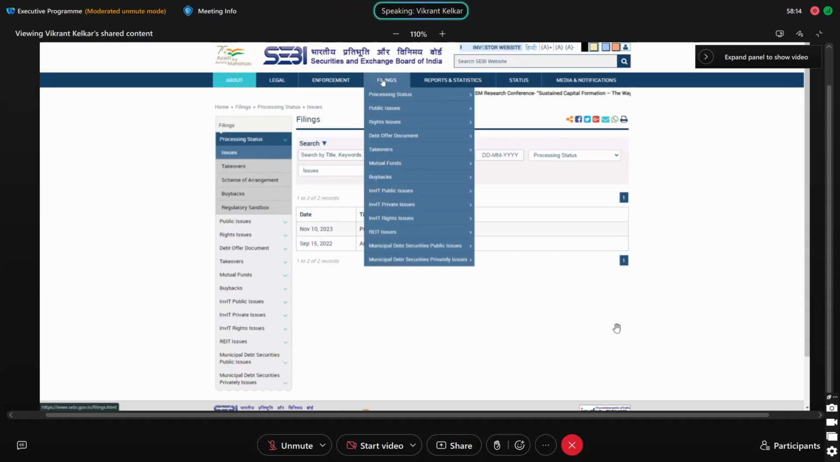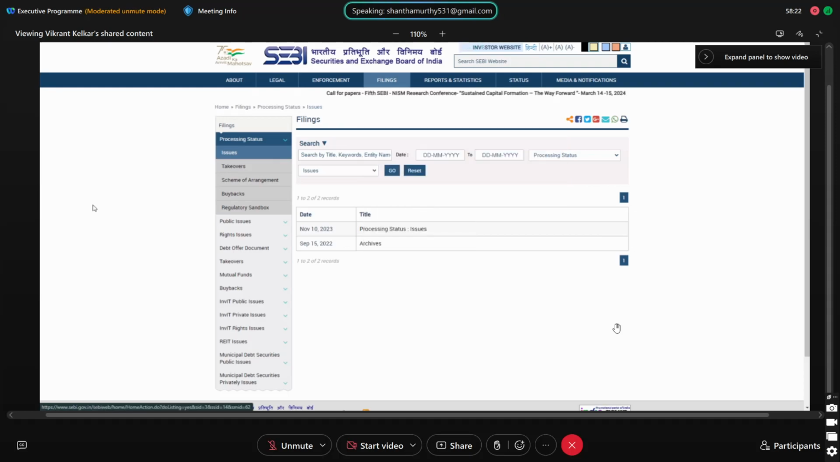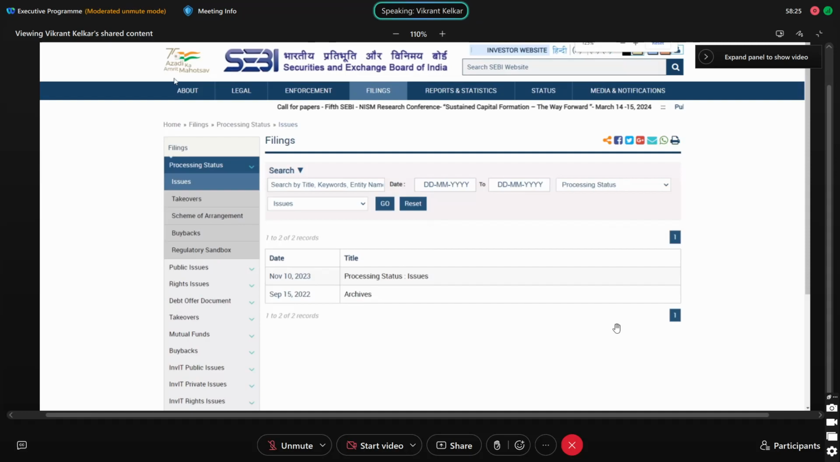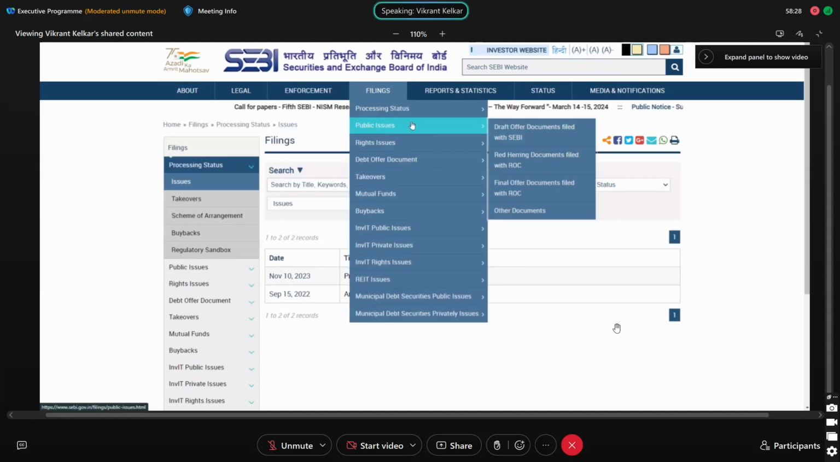Now, under the Filing tab under SEBI, here is the public issue. Can you see it? Yes, it's visible. What are the subheadings under public issue? Draft offer document filed with SEBI, correct? Then red herring document filed with ROC. Then final offer document filed with ROC. So ultimate filing is with whom? Ultimate filing is with ROC, correct? Right. But the initial filing is through SEBI, because SEBI is there to protect the investor.